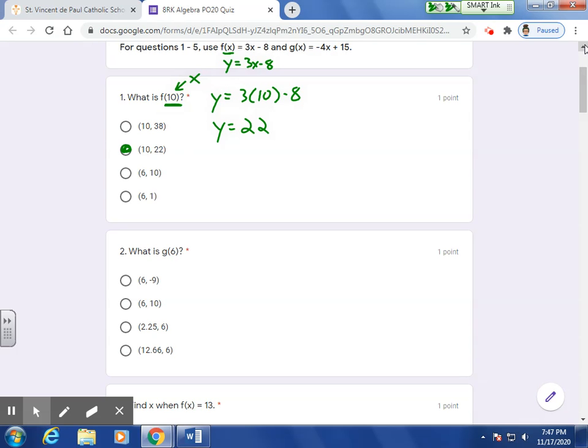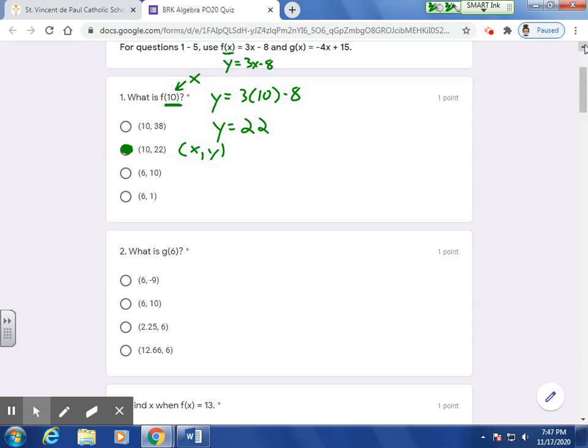And that's where we get the ordered pair 10, 22, right? 10 being the x value. Ordered pairs are always in xy form. So x is 10, the value that you found for y, 22. Okay. Next one, what is g of 6?